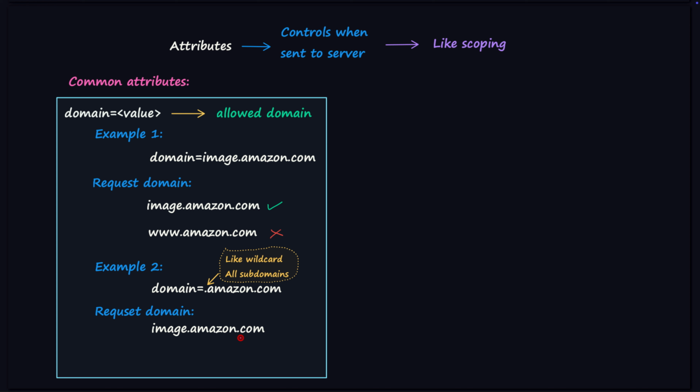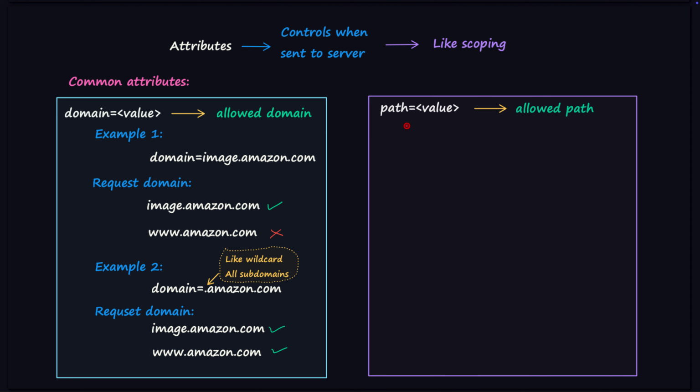And image.amazon.com is a subdomain of amazon.com. So this is a valid domain and the cookie will be included. And similarly for www.amazon.com as well, the cookie will be included because this is again a subdomain of amazon.com.